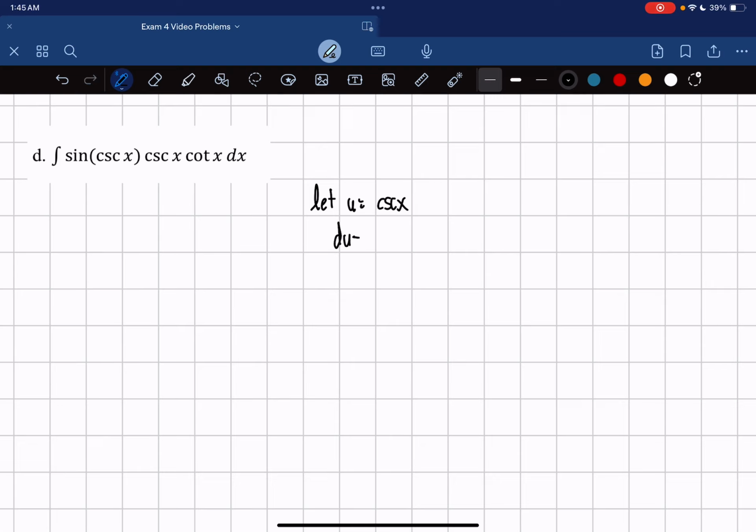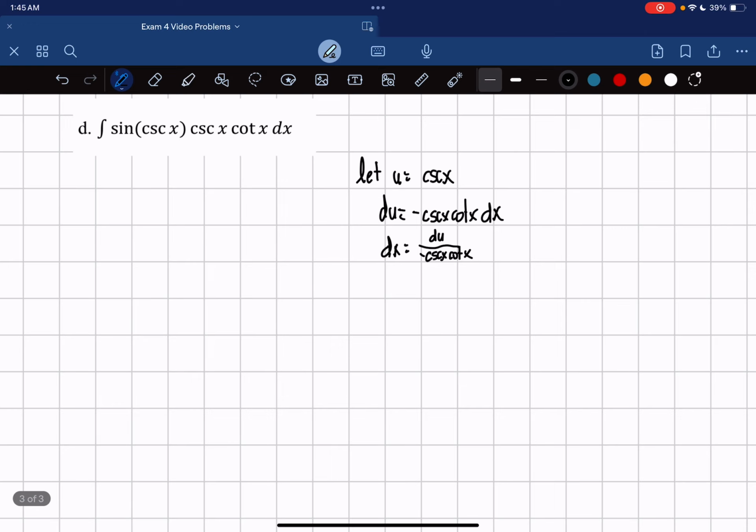Then find the derivative of u, which is equal to negative cosecant x cotangent x dx, which matches our other terms. With this in mind, we can then solve for dx, which is equal to du over negative cosecant x cotangent x. We can then use these to implement back into the function. Integral of sine u cosecant x cotangent x times du over negative cosecant x cotangent x.